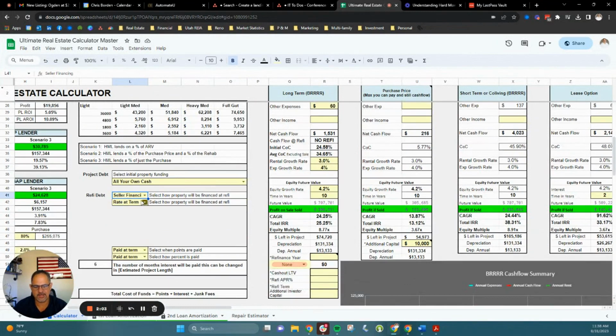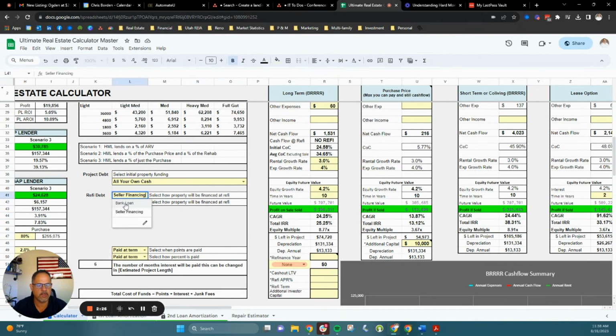Now, on the seller financing side, the rate and term and the cash out doesn't matter. It just matters from the bank loan standpoint. So again, you're going to select the different types of how you're going to hold the property. This particular section is broken off into different exit strategies. In this particular section, it's the BRRRR strategy.